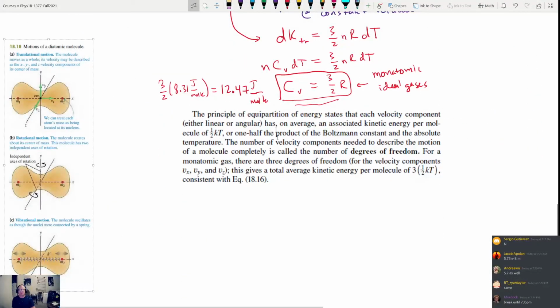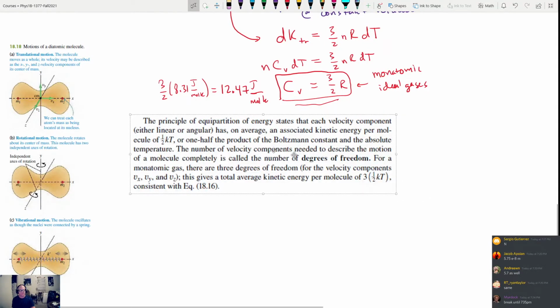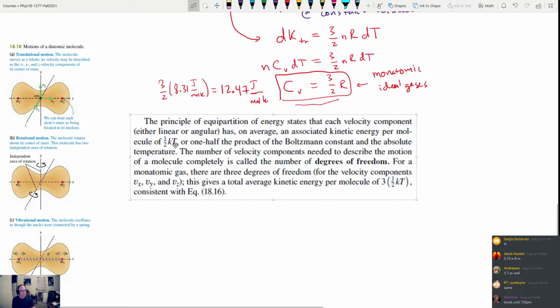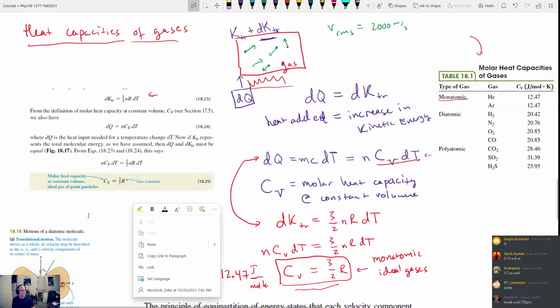Okay, so we're going to read what this says right here because I think it's important and I wanted to include it here. Yeah, go ahead. How can you tell whether a gas is monatomic? You have to kind of be told.